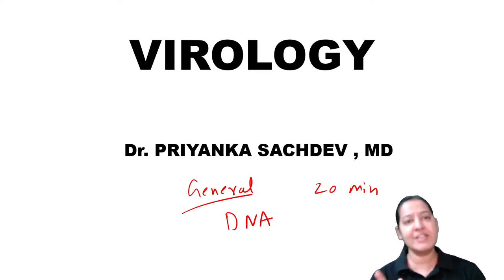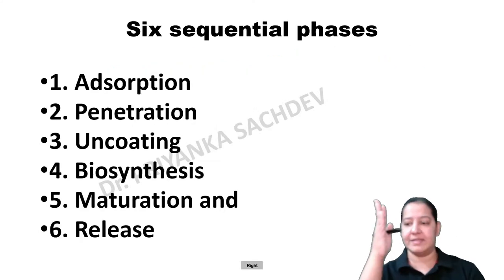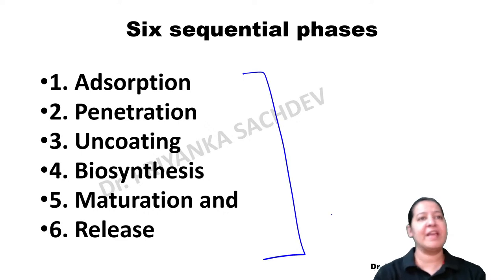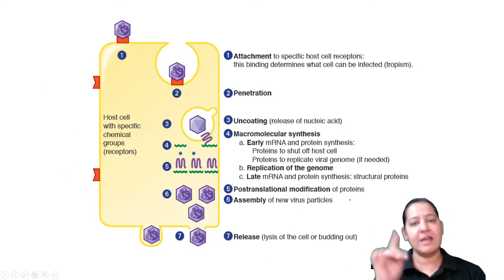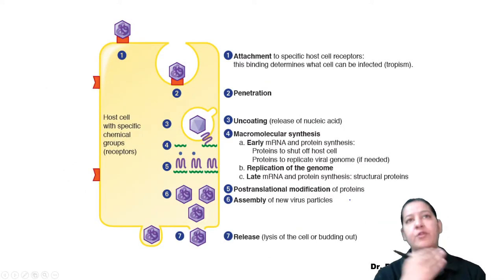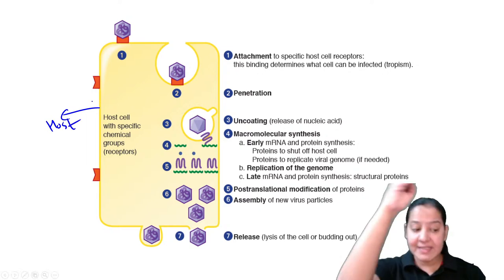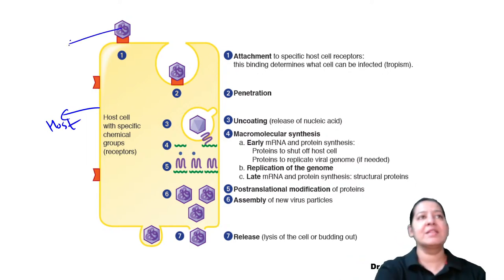In the last lecture, we completed the replication of viruses. You already know the 6 steps of the replication of the virus. I will just enumerate them because I have to continue from here. So you know, this is a virus and this is a host cell. Virus always replicates inside the host cell.